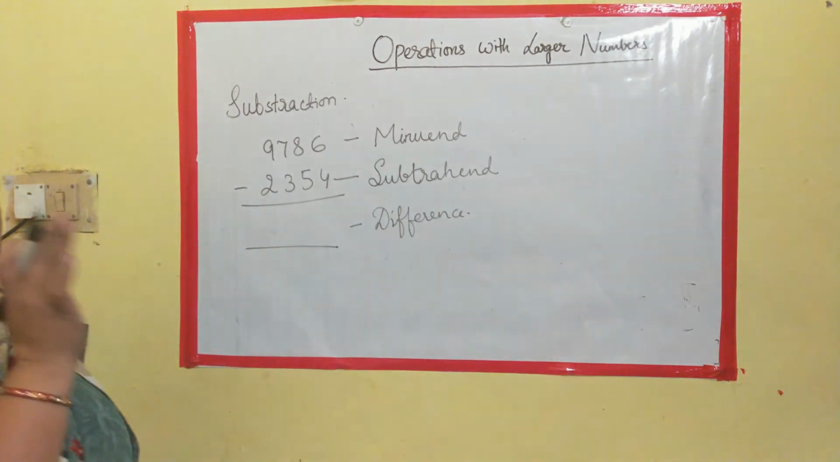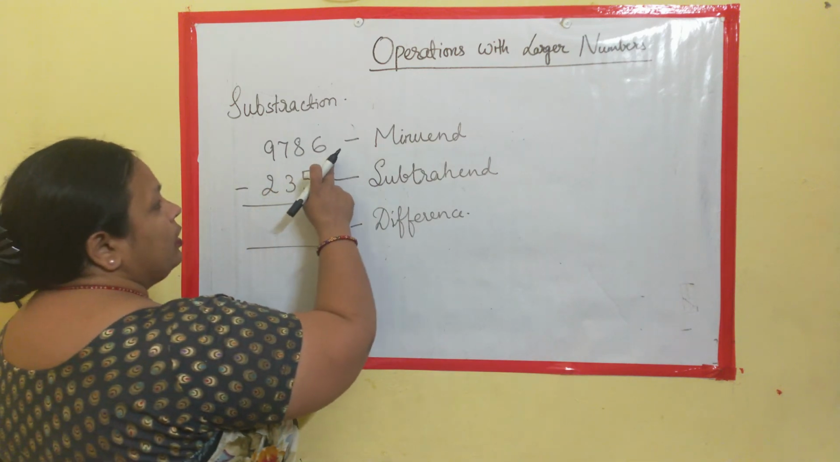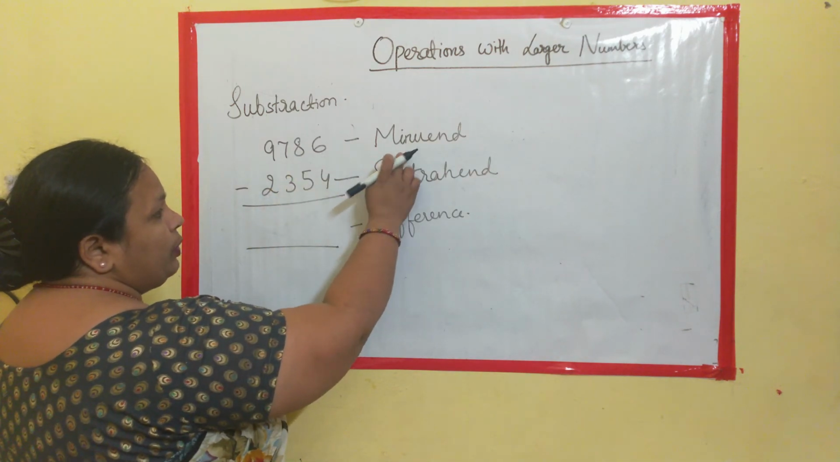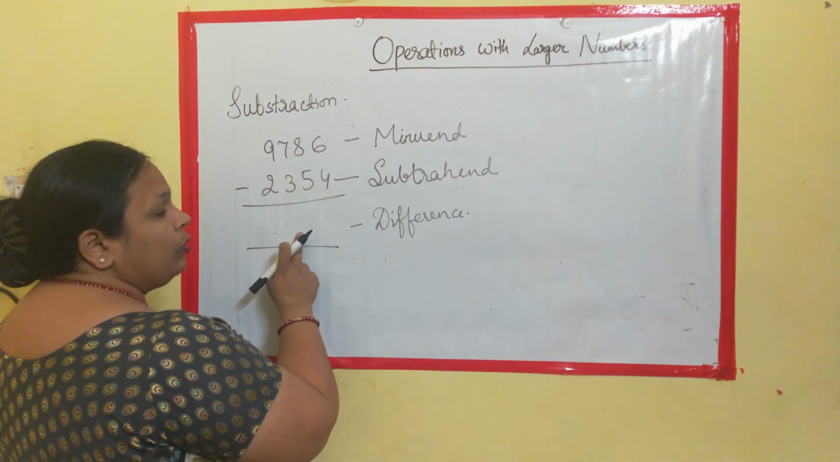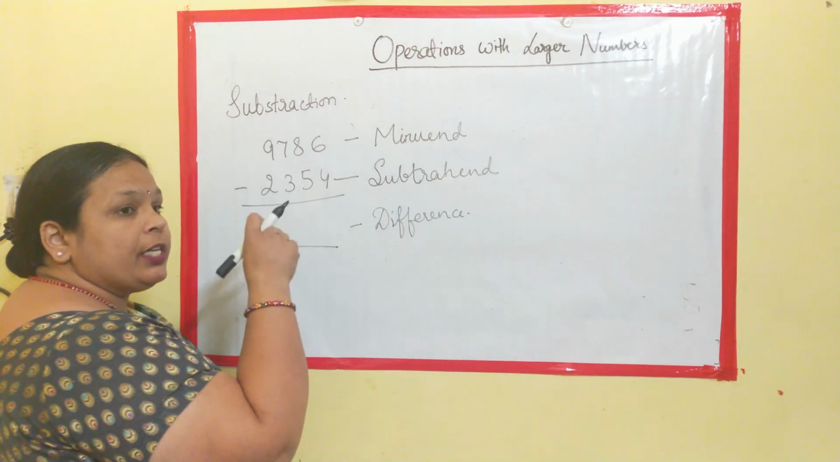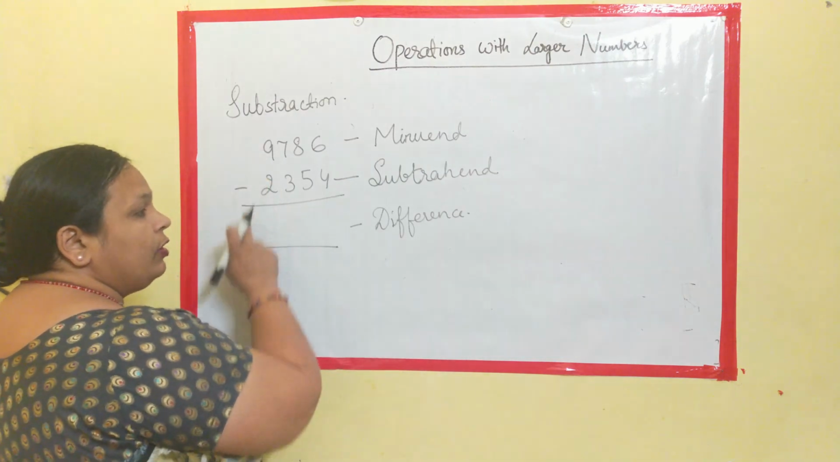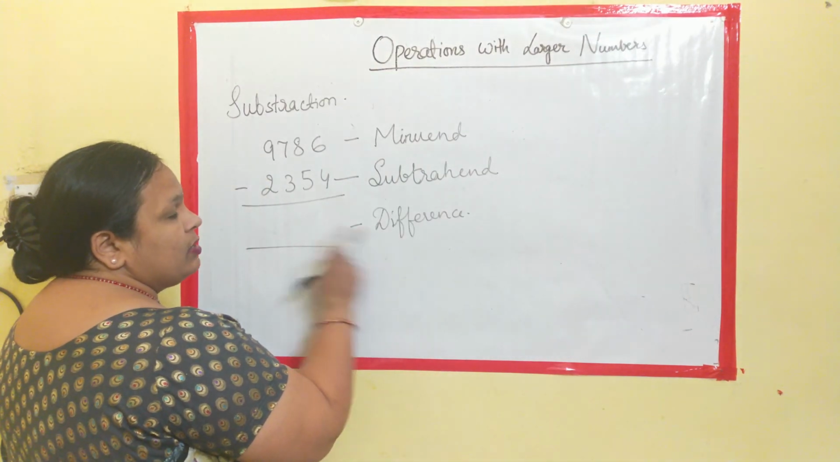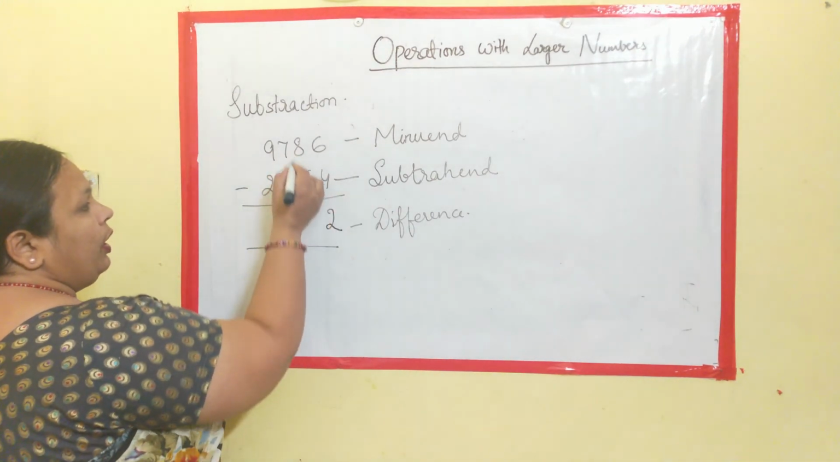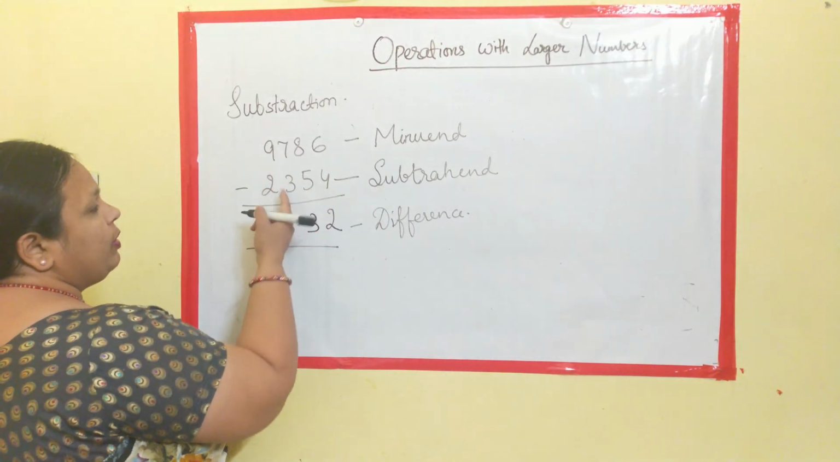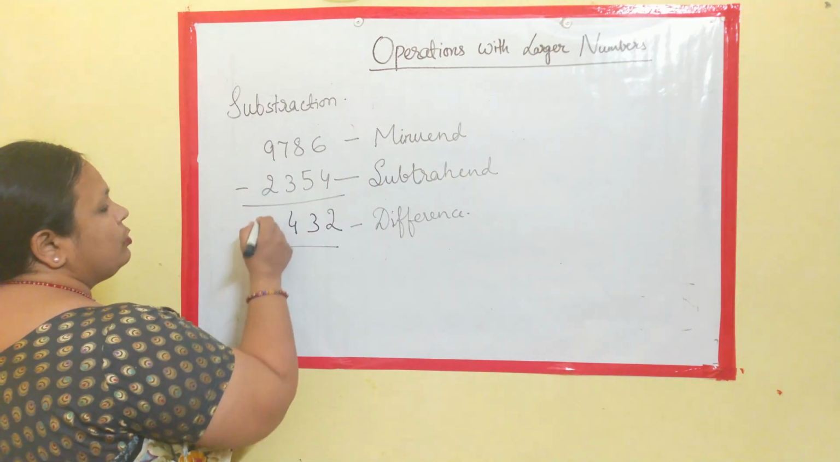What we are going to learn here is that the first number is known as minuend and the second number is known as subtrahend. The answer which you are going to get, like in addition we got it as sum, now when you are doing subtraction, the answer will be named as difference. Now what is the answer here? 6 minus 4 is 2, 8 minus 5 is 3, 7 minus 3 is 4, 9 minus 2 is 7.